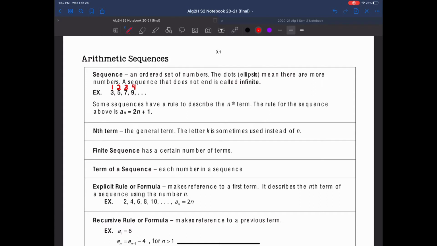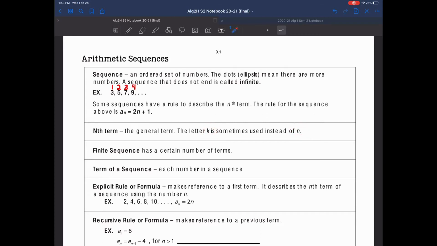So for example, if I wanted to talk about the 100th term of a sequence, n would equal 100. And I could easily plug 100 in for n and figure out what the 100th term is going to be. So n represents the label of the term. The nth term is the general term. Sometimes it's written as k instead of n, so just be aware of that.